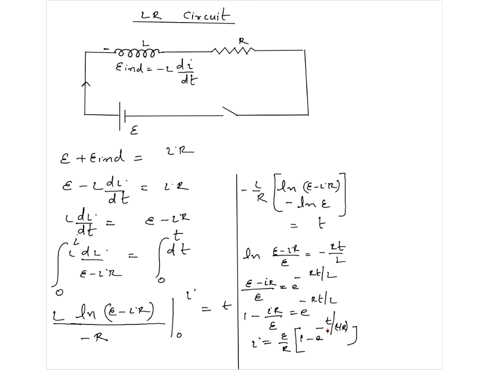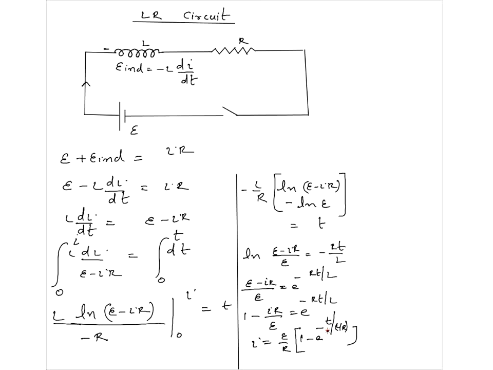So 1 minus e to the power minus t by L by R, that is an increasing function. E is the EMF of the battery. R is the resistance in the circuit. Constants. E by R is a constant which is multiplied to something which is rising and rising and eventually attaining its peak. So I is an increasing function. Current will increase.